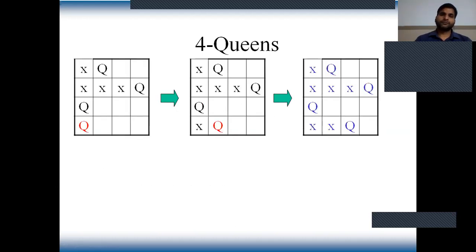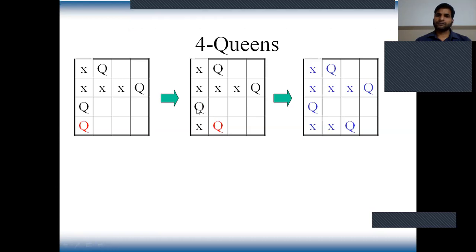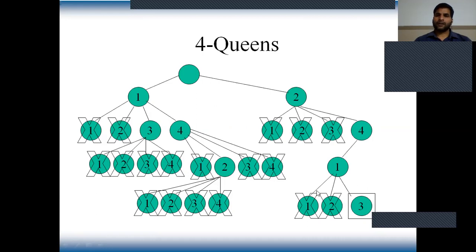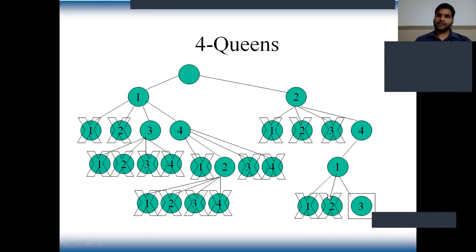Now, after placing this queen, the third queen is placed in the third row, first column. We can easily place it. So according to this, the third is placed in the first, but we have options for the fourth queen: first, second, and third. We cannot place in the first, cannot place in the second, we cannot place in the fourth, so we place it in the third position. This is the solution of the four queens problem.